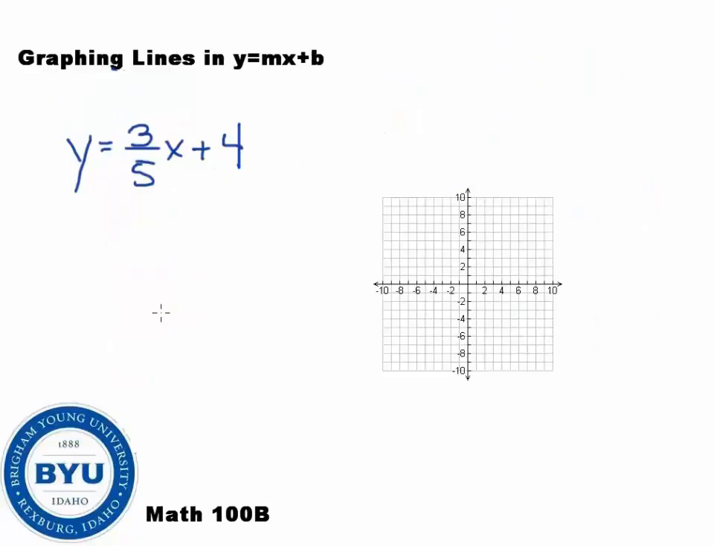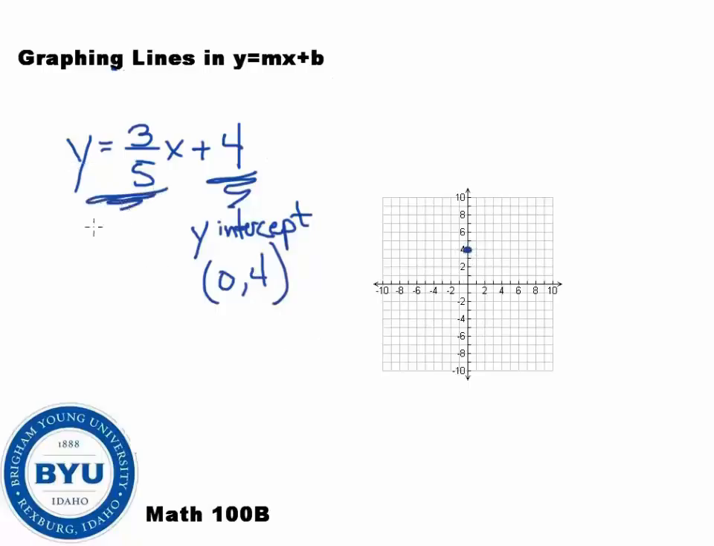Okay, let's do a problem with a fraction in it, just so you can see how this works, the same idea. Again, you're always going to want to find your slope and y-intercept. Here's the y-intercept. Y-intercept is 0, 4. Always graph that first. Okay, then I find the slope. Slope is 3/5. So I'm going to use the slope of 3/5 to find the next point.